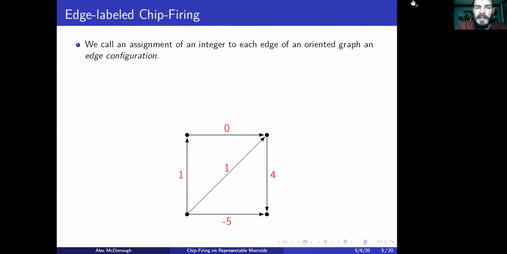So I'm going to call an assignment of an integer to each edge of an oriented graph an edge configuration.